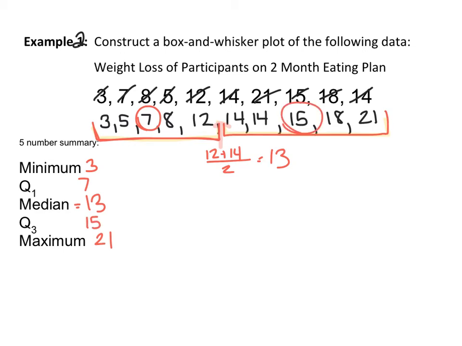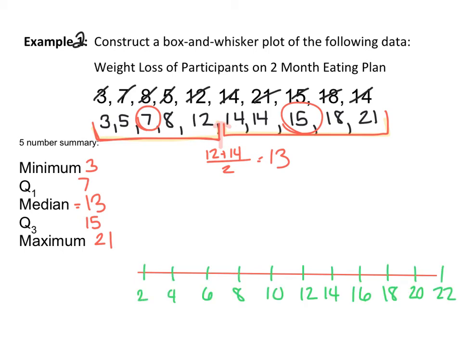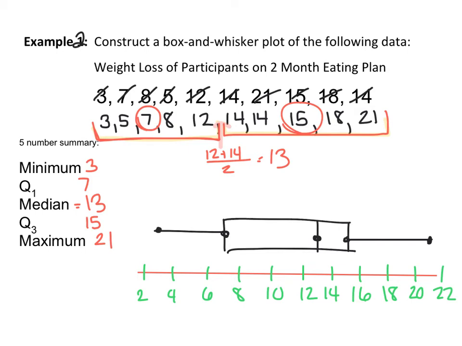Now I'm going to draw my number line, and I'm going to count by 2s. So I have 2, all the way up to 22, and I'm going to plot my 5-number summary. So 3, 7, 13, 15, and 21. The outer 2 connect to make my whiskers, and the inner 3 I put vertical segments through to create the box. Okay, a good thing would be to put a title at the top.